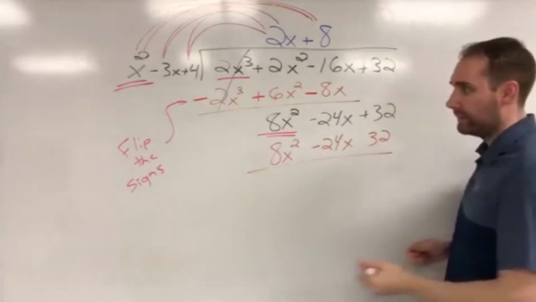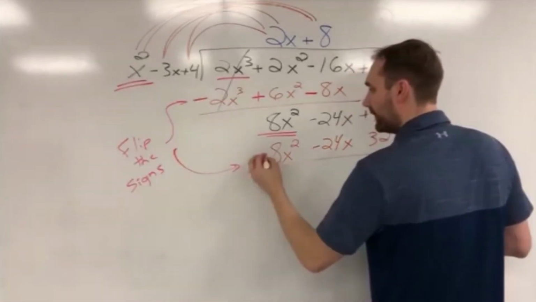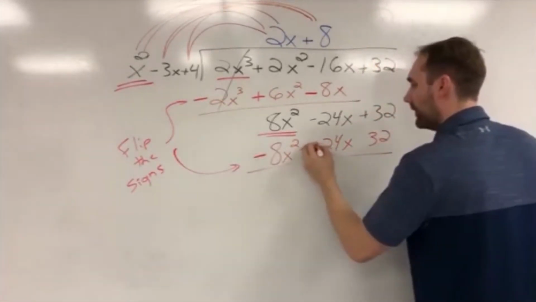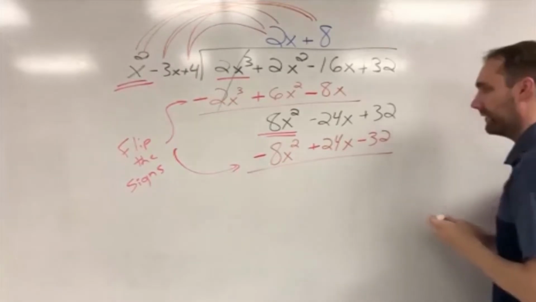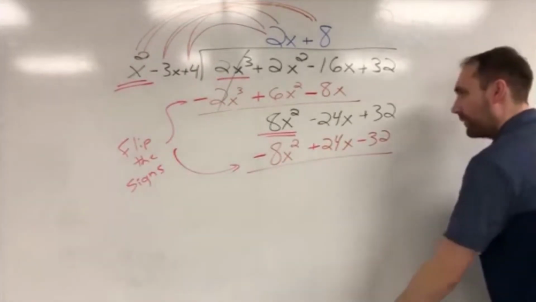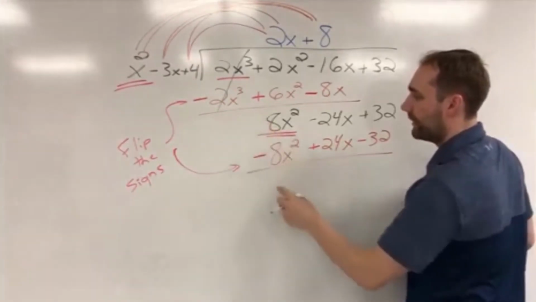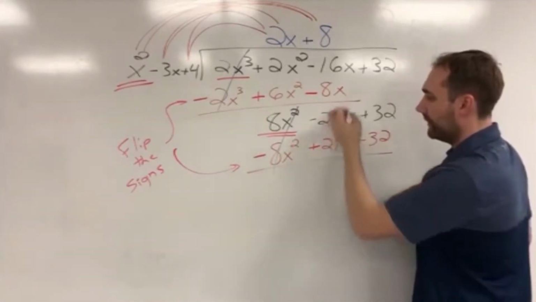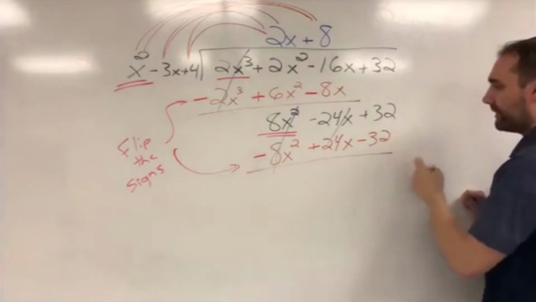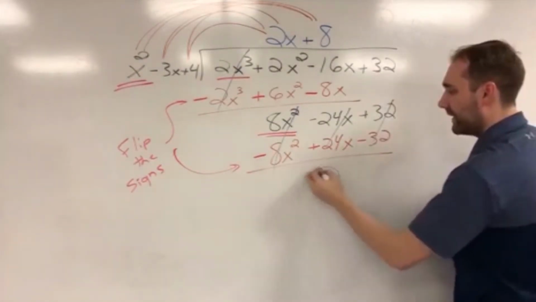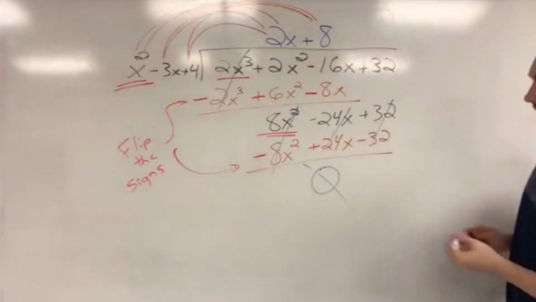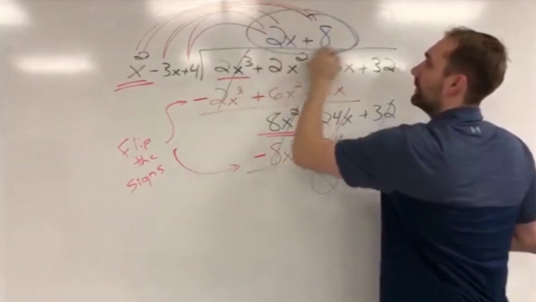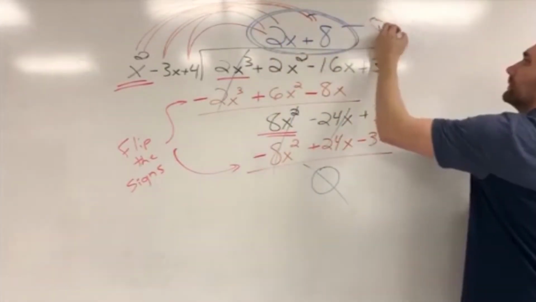What do we need to do now? We need to flip the signs. Positive becomes negative, negative becomes positive, positive becomes negative. My goal was to get rid of x squared. 8x squared minus 8x squared cancels. Oh, but wait a minute. Negative 24x plus 24x cancels, and 32 minus 32 cancels. Hey, I lucked out. I have no remainder, so I'm done. Here's my quotient.